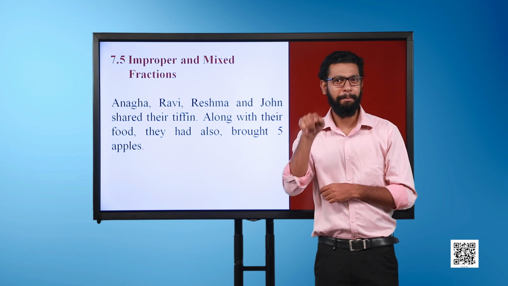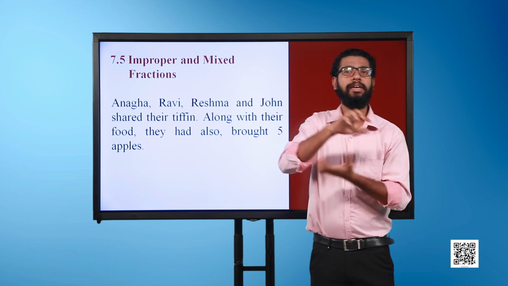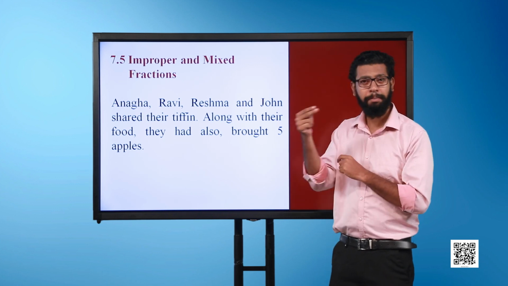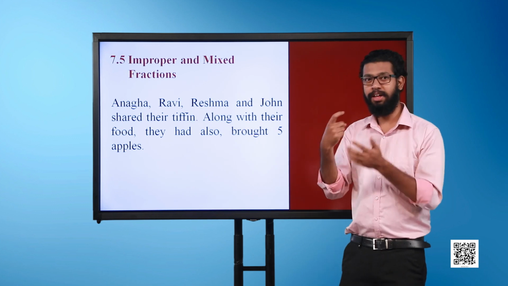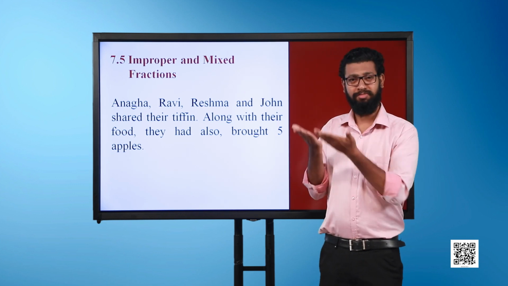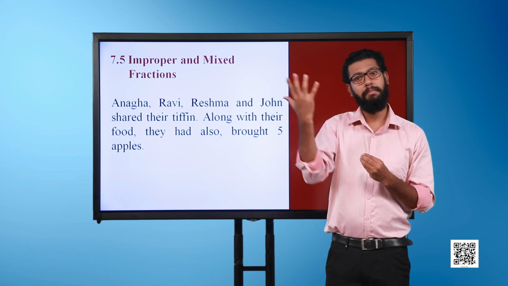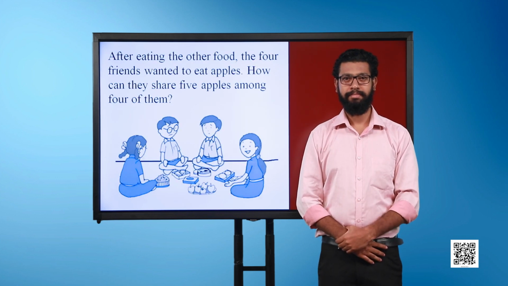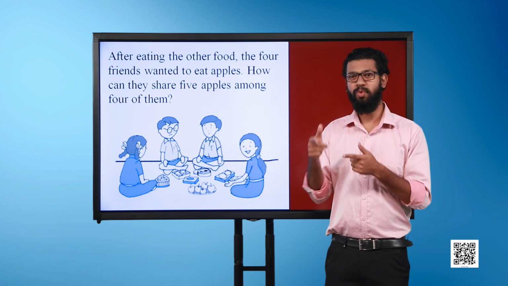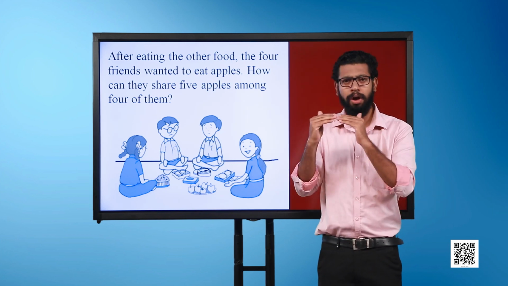7.5 Improper and mixed fractions. Anagha, Ravi, Reshma and John shared their tiffin. Along with their food, they had also brought 5 apples. After eating the other food, the 4 friends wanted to eat apples. How can they share 5 apples among 4 of them? Page 139.